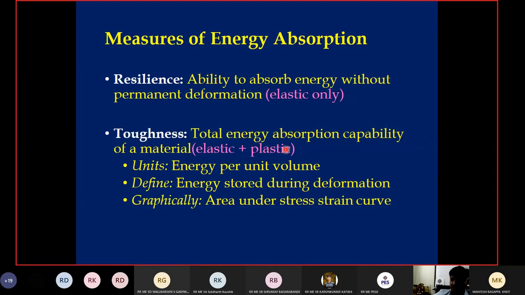So you know the units of that and the definition of it, the energy stored during deformation, and you should know that when you are talking about toughness, there could be some plastic deformation as well. So graphically, it is the area under the stress strain graph.